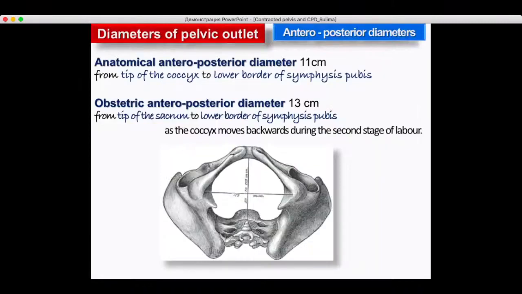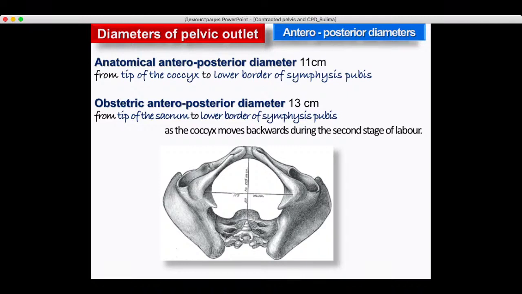What about diameters of the pelvic outlet? We have two diameters. The anatomical antero-posterior diameter is from the tip of the coccyx to the lower border of the symphysis pubis. You know that the sacrococcygeal articulation is mobile, and that's why we add 1.5 centimeters to this diameter. Normally it's equal to 11 centimeters.